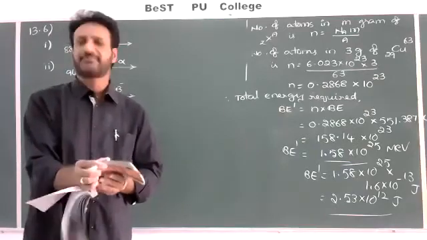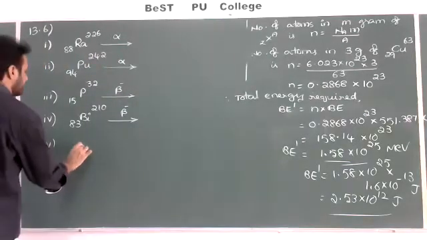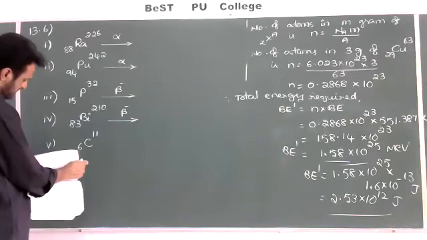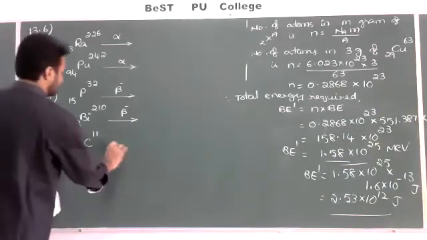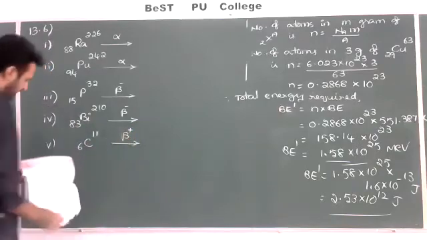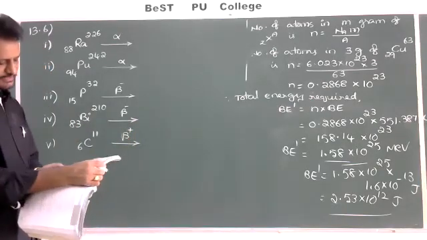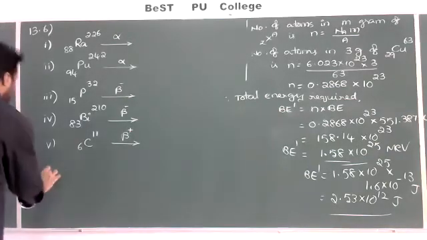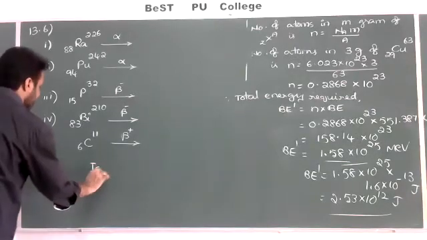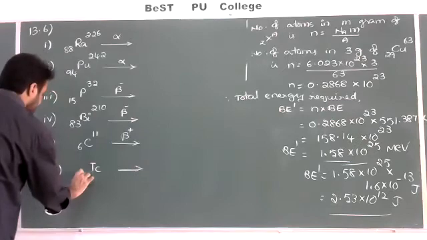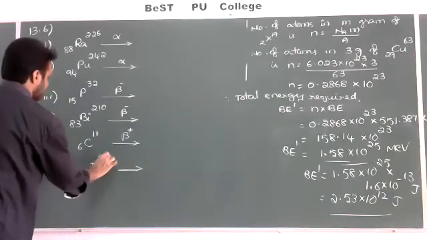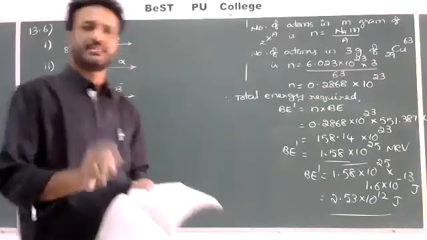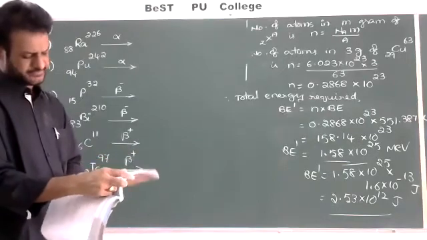beta plus decay of carbon C-11. So carbon C-11 is given, we should write a beta plus decay. Next, also the same, beta plus decay of technetium, Tc, with atomic number 43, mass number 97, here also beta plus decay. So two equations of beta minus and two equations of beta plus are given.